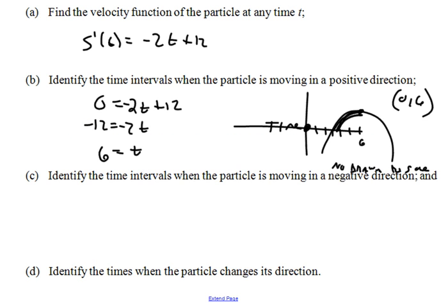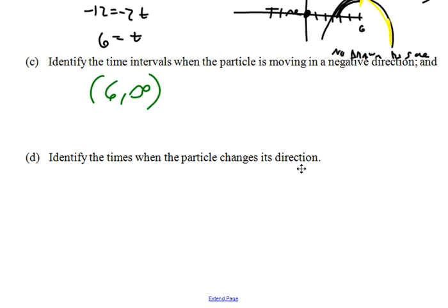Going for the C now. Identify the time intervals when the particle is moving in the negative direction. Well, doesn't it make sense that it's going to go from here when it goes down here? So really we're only looking at from 6 to infinity. That's it. It's going to move in a negative direction from here. See how negative, negative, negative, negative, negative. Basically our graph is moving in a negative direction right there, okay?